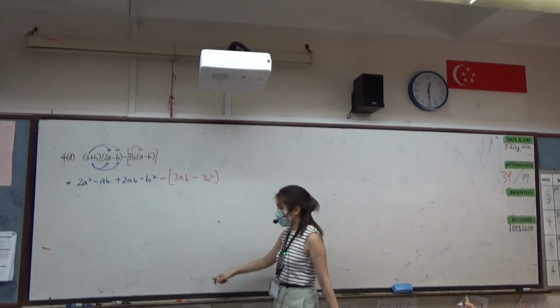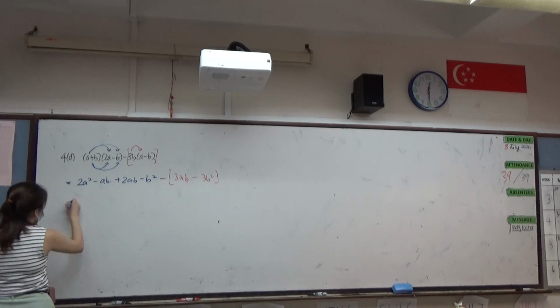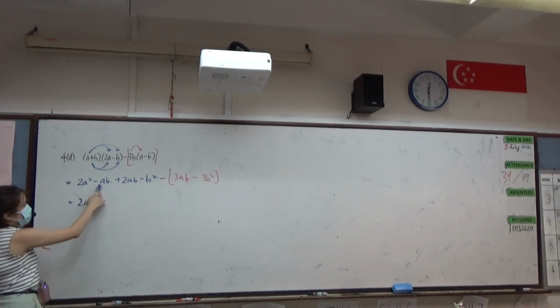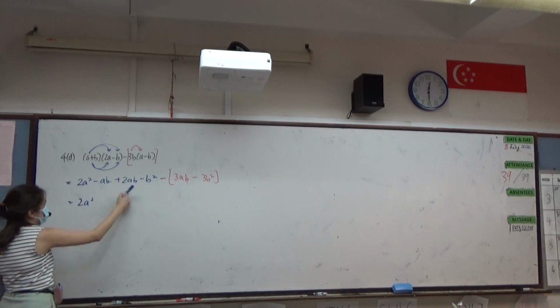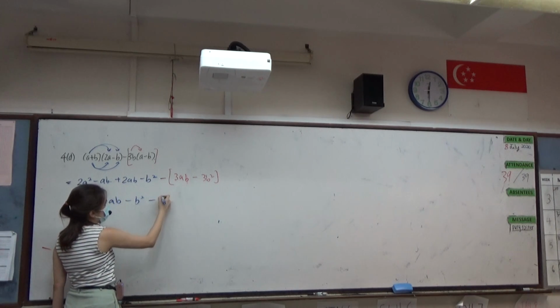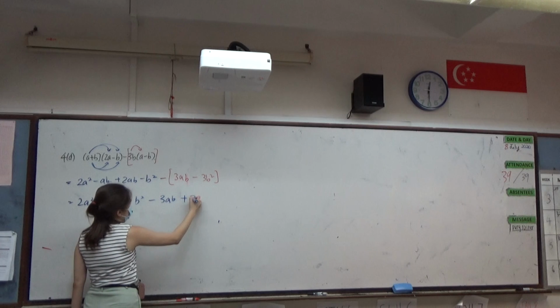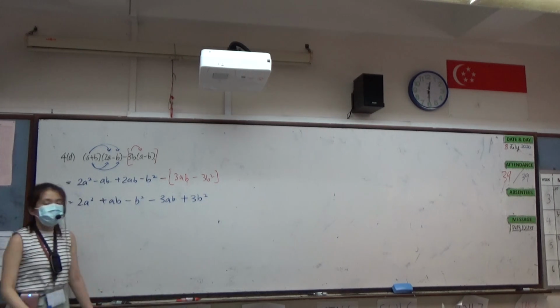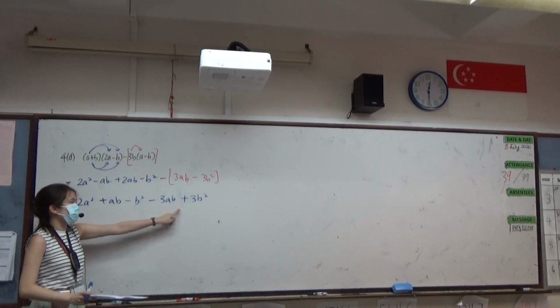Alright, so because of the brackets, we now need to open that up. So over here, I simplify it, minus ab plus 2ab, I get plus ab minus b squared. This will become minus 3ab plus 3b squared. So some of you lost marks due to this plus over here.